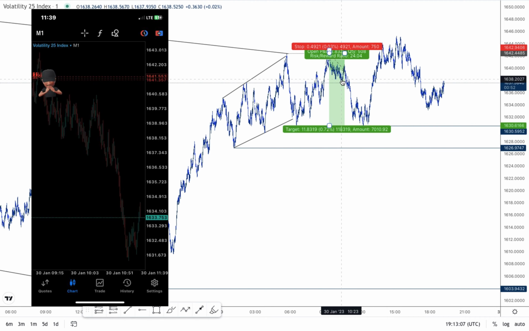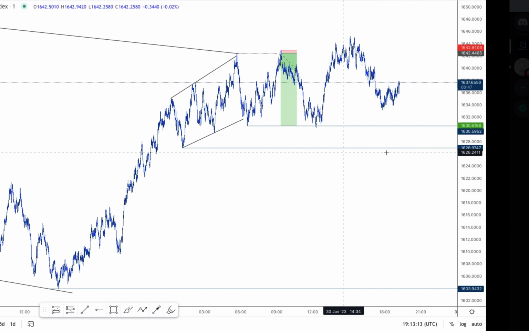All right, so you can see the result on my screen. This is the trade we took today. You can also see the idea in our community.